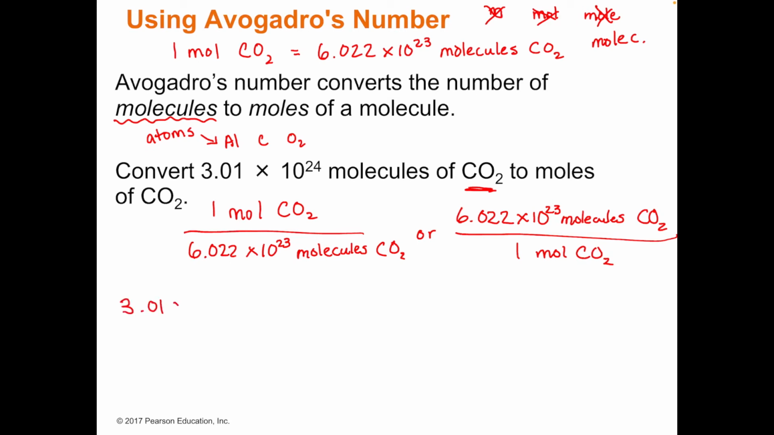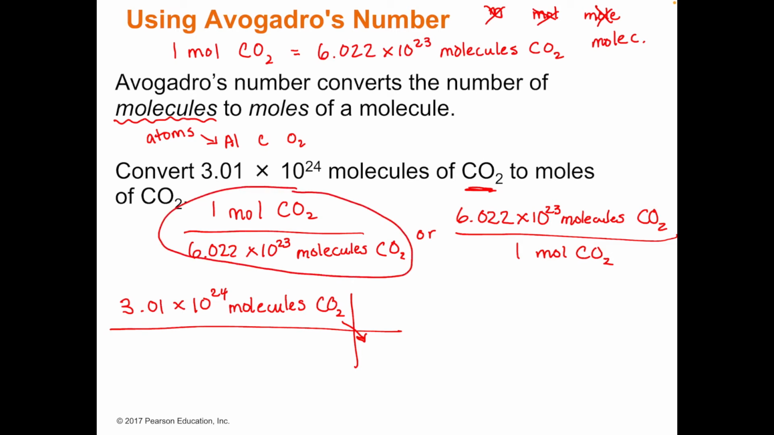So we will have 3.01 times 10 to the 24th molecules of carbon dioxide. And since our units have to cancel down and to the right, if we're starting with molecules of carbon dioxide, that means we're going to need molecules of carbon dioxide down on the bottom. So we'll use this conversion factor here on the left. So we have 6.022 times 10 to the 23rd molecules of carbon dioxide, and on the top, we will have 1 mole of carbon dioxide. And when we double check, our molecules of carbon dioxide cancels molecules of carbon dioxide, and we're left with moles of carbon dioxide on the top, which is what we were looking for.